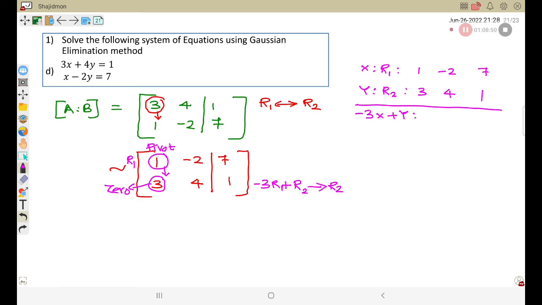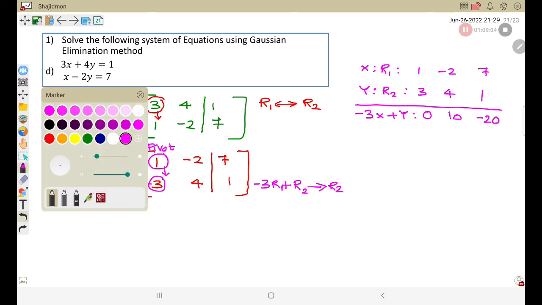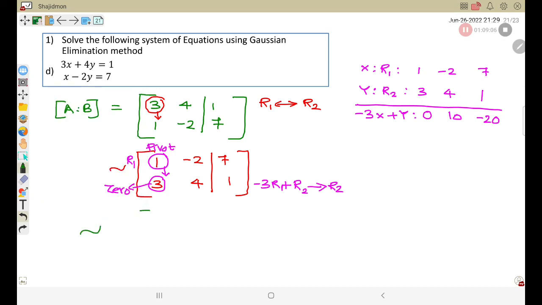Calc button. 1 equal, 3 equal, 0, the first number. Again calc, minus 2 equal, 4 equal, that is 10. Okay, then 7 and 1 gives minus 20. So equivalently we are getting the matrix 1, minus 2, 7, 0, 10, minus 20. Okay.